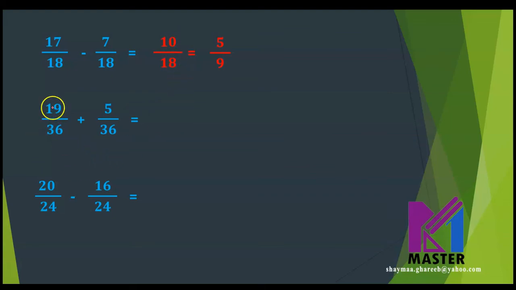The second example, the answer will be 19 plus 5 equals 24 over 36. I can simplify up and down by dividing by 12, up and down, then I will have 2 over 3. 20 over 24 minus 16 over 24, so the answer will be 4 over 24. We can simplify it by dividing up and down by 4, so it will be 1 over 6. Is this clear?